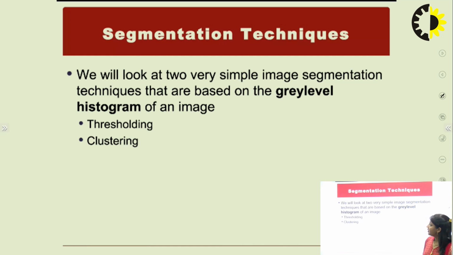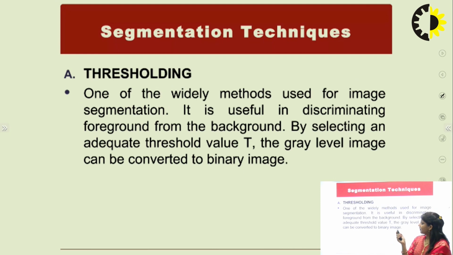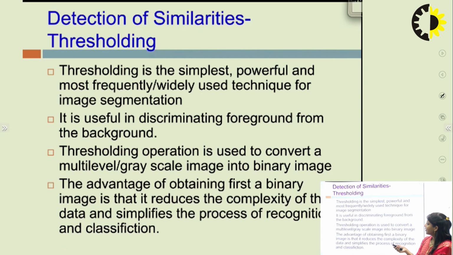Next, segmentation techniques. The first technique, based on similarity, we can apply the thresholding method, region splitting and region growing method. The first method is the thresholding method. Thresholding means we have to choose one adequate threshold value T, so that we can separate our object or foreground from the background. This is a very useful technique if we want to discriminate between the foreground and background.